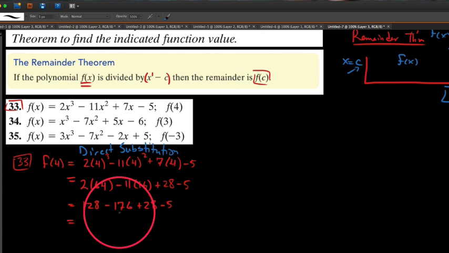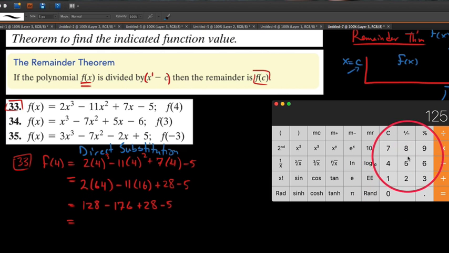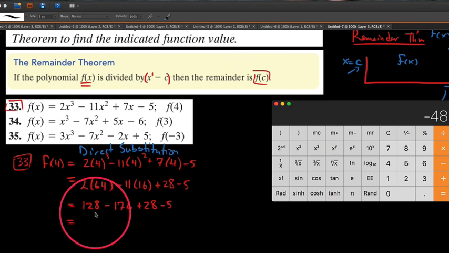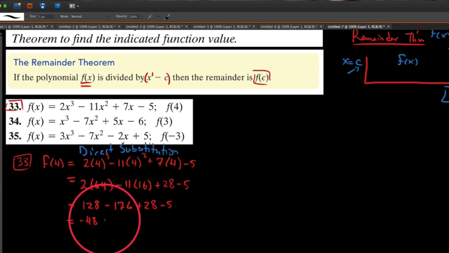Now, let's see here, 128 minus 176. You know what? I don't even know how comfortable I am with this. We're definitely going to end up with a negative 48, it looks like. So negative 48 plus 28 minus 5. I know these two give me a negative 20 here, and then minus 5, we get a negative 25.